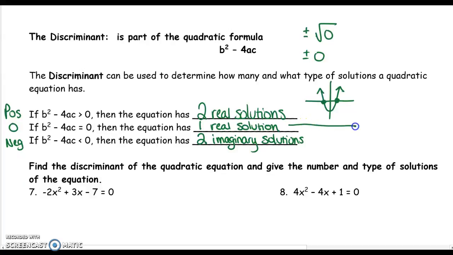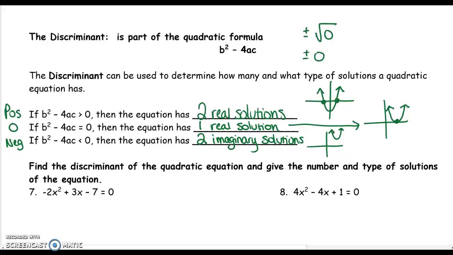If the discriminant is 0, your parabola will touch the x-axis in one spot. So the vertex of the parabola will be on the x-axis, one real solution. If the discriminant is negative, that would be something like this. Notice that that third parabola doesn't touch the x-axis at all. It doesn't cross the x-axis. It has nothing to do with the x-axis. It still has two solutions. They are just imaginary numbers.